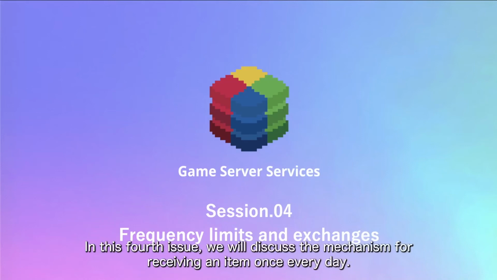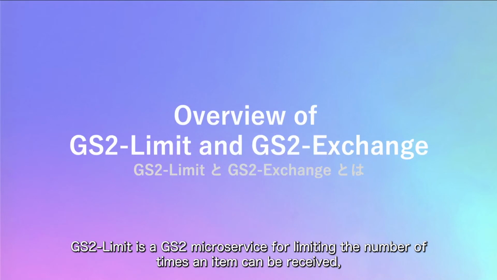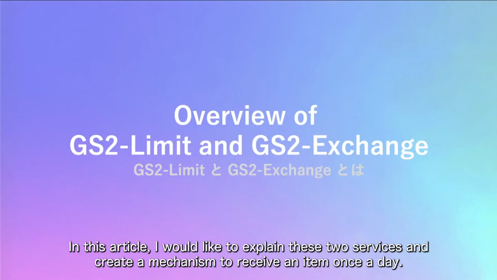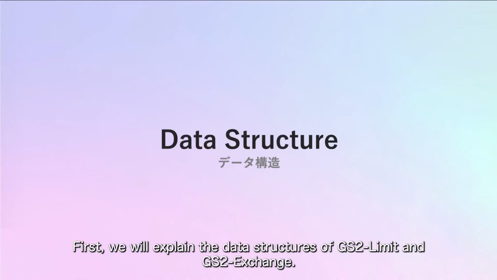In this fourth issue, we will discuss the mechanism for receiving an item once every day. GS2 limit is a GS2 microservice for limiting the number of times an item can be received, and GS2 exchange is a microservice for exchanging items. In this article, I would like to explain these two services and create a mechanism to receive an item once a day. First, we will explain the data structures of GS2 limit and GS2 exchange.